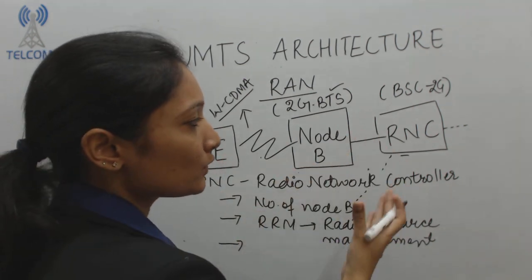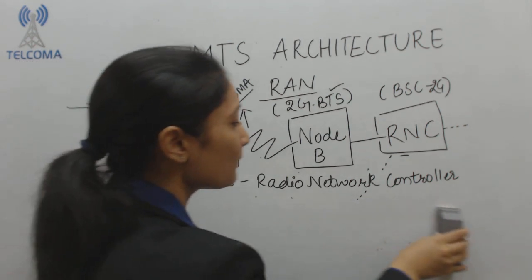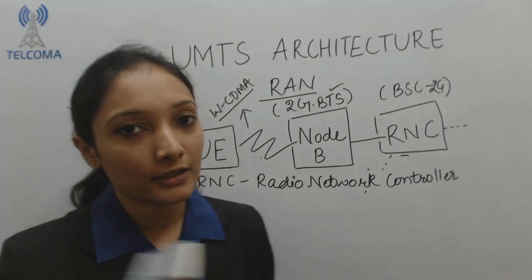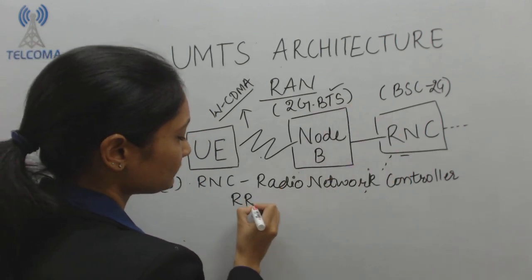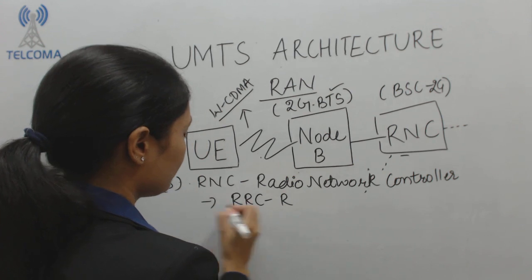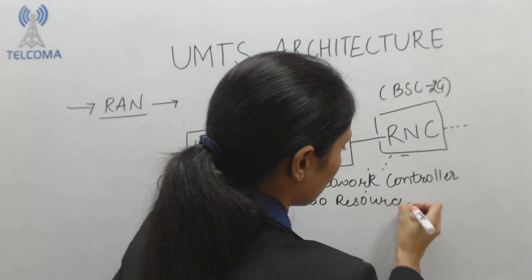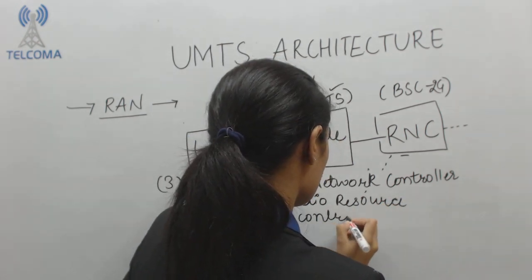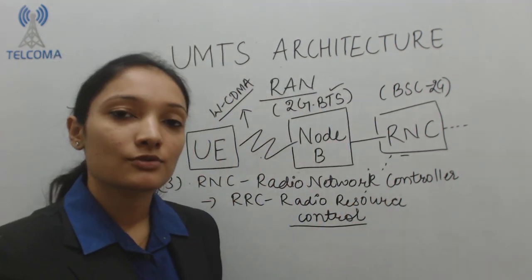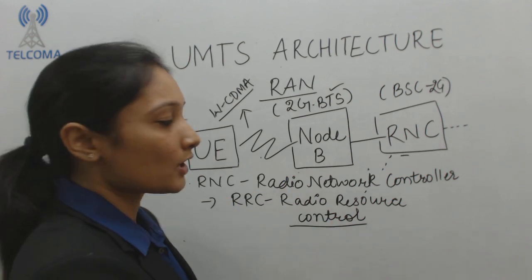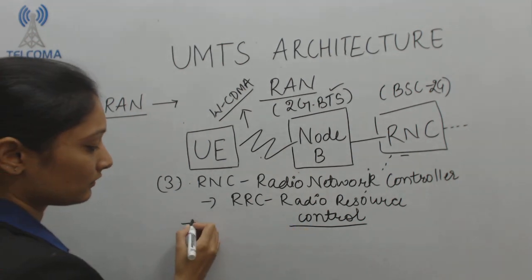Further, our radio network controller is also held responsible for employing some important protocols for our UMTS network. The different protocols which are implemented here are like RRC, which refers to radio resource control. Now this radio resource control is responsible for the connection setup, connection establishment and the release of the connection. So all these protocols are implemented and checked by our radio network controller.